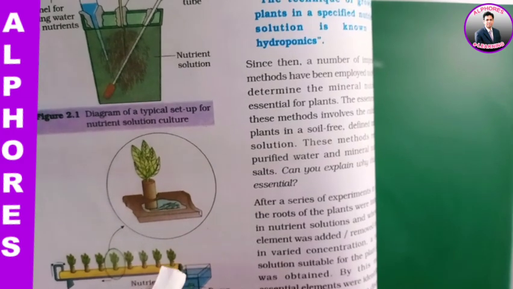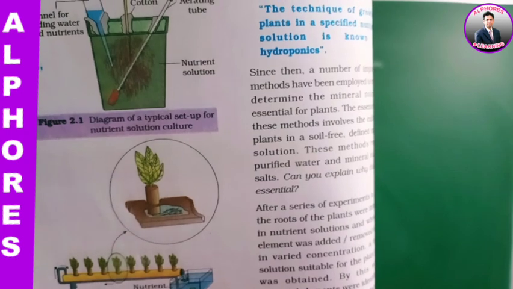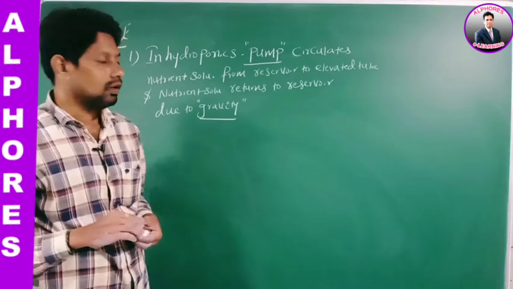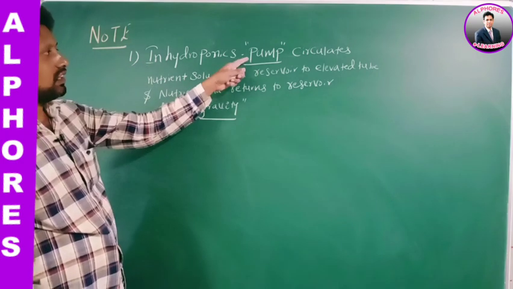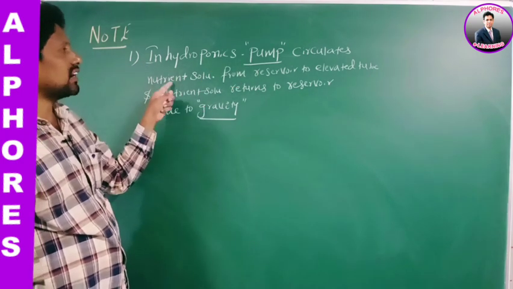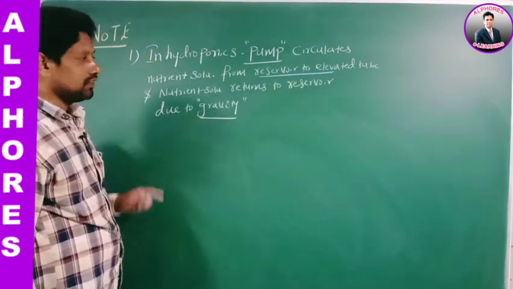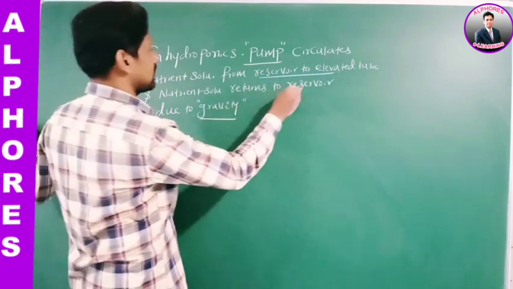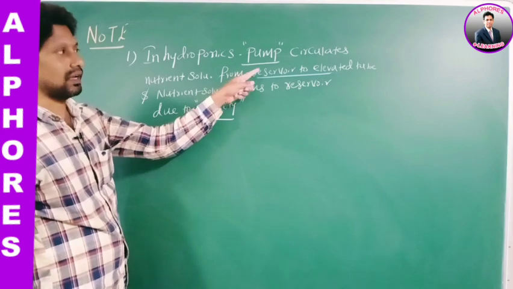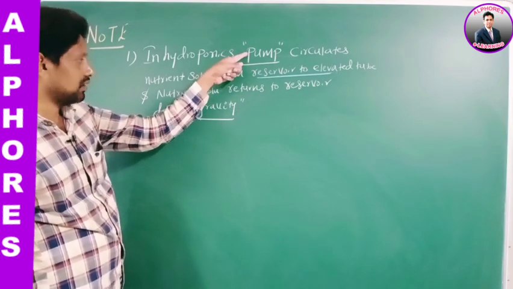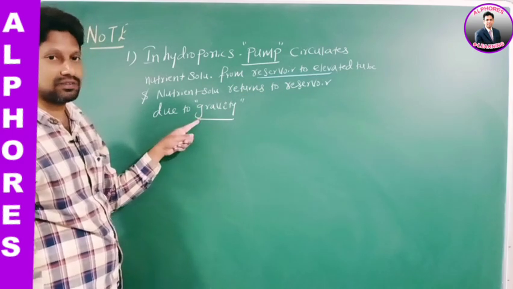These 2 statements were once asked in AFMC. Therefore, you should be careful with these statements. Therefore, I wrote the same statement here. See, sir, in hydroponics, with the help of a pump, the nutrient solution is moving from the reservoir to the elevated tube. Then again, the nutrient solution returns to the reservoir under the influence of what, sir? Gravity. Reservoir to elevated tube with the help of a pump. Again, the nutrient solution returns to the reservoir under the influence of what, sir?